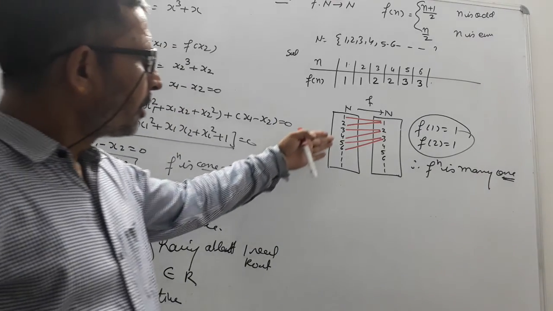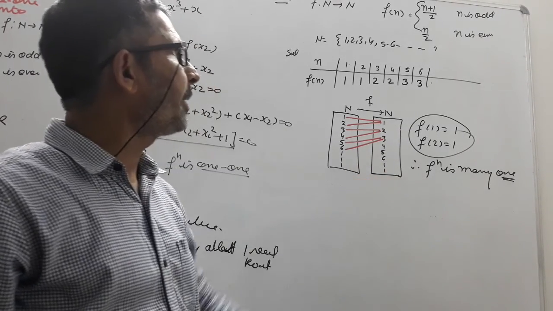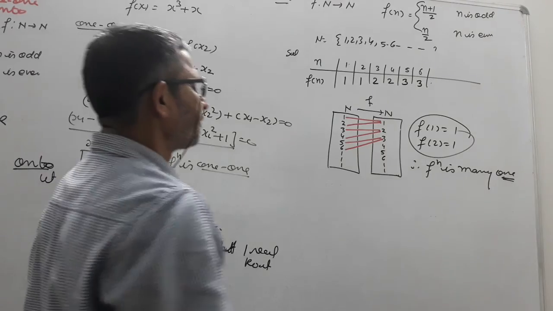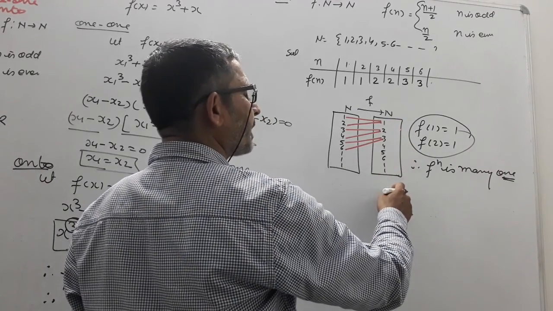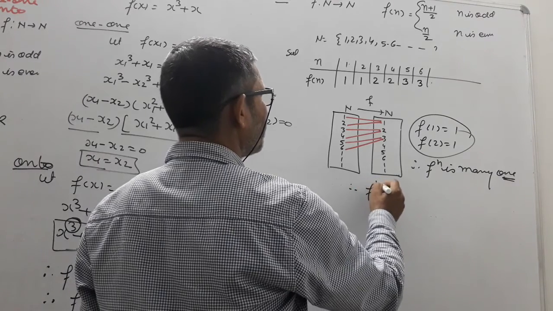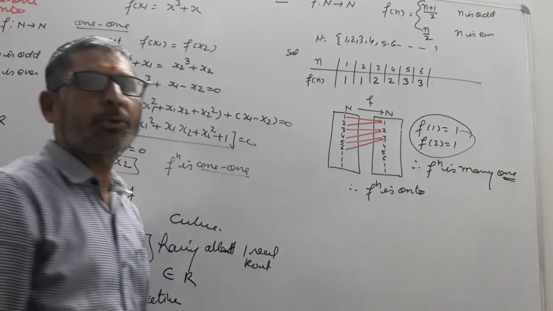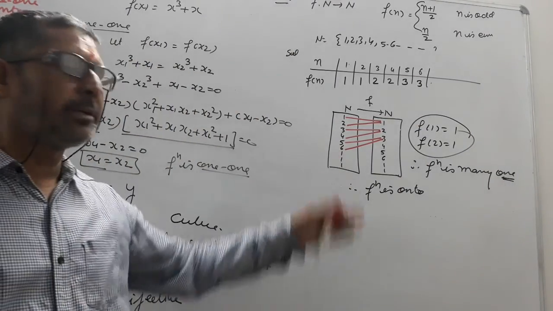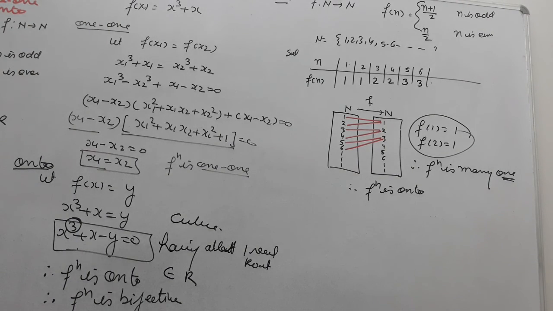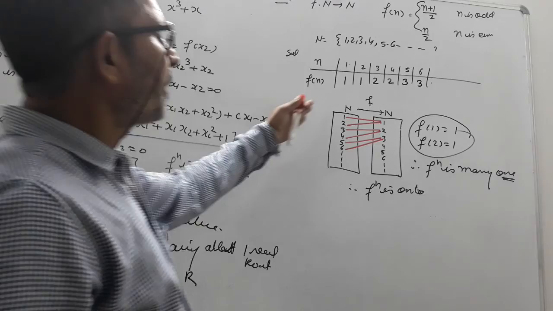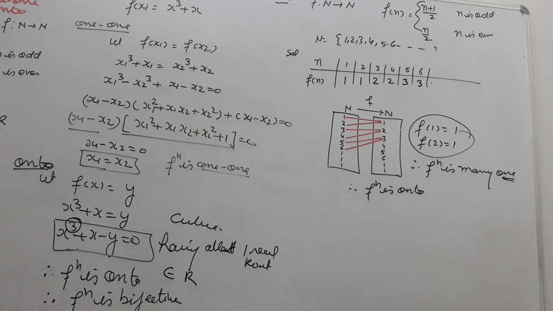Second, onto. Put any value; all the elements will be related to it. 1 is related, 2, 3, 4, 5, 6, 7, all of them are related. Therefore the function is onto. Onto means all elements of the second set, the codomain, are mapped from the domain. The function is known as an onto function. So the function is many-one as well as onto. Is it clear?